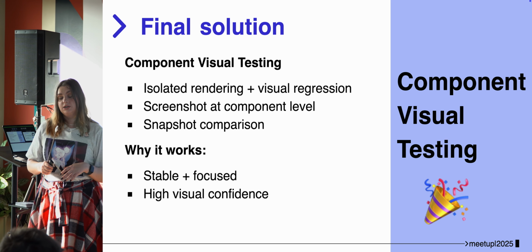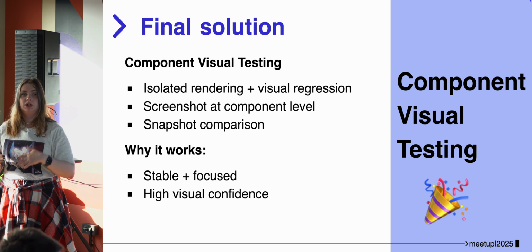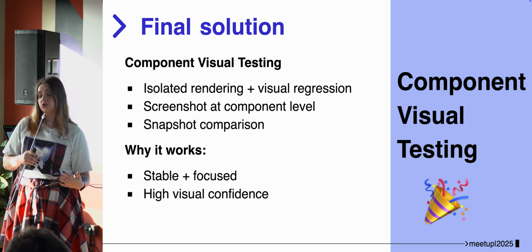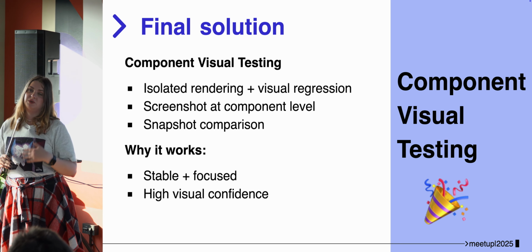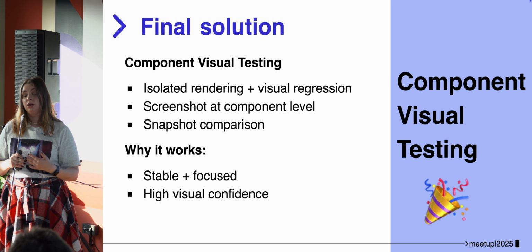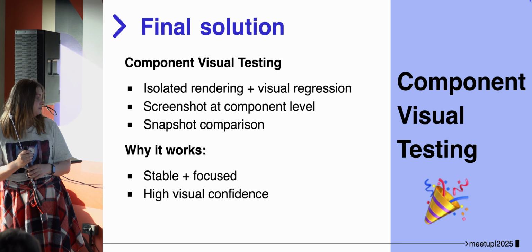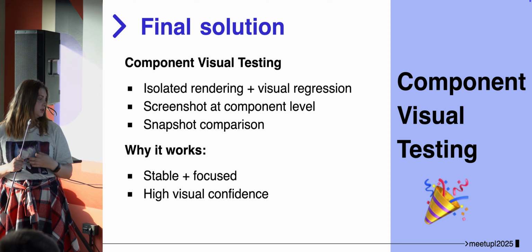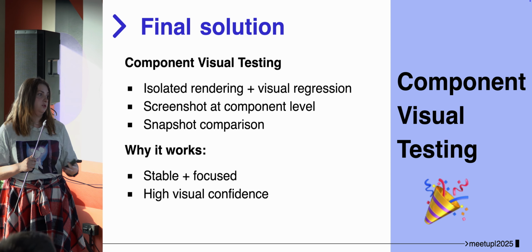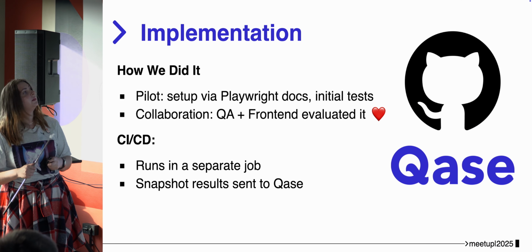Component visual testing allows you to isolate your component, take a baseline screenshot, make an actual screenshot, and compare them and find the difference between them. Why does it work for us? These tests are stable and focused, and we have high visual confidence. And we have snapshot comparison, of course.